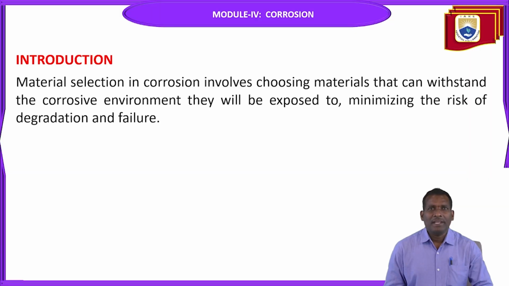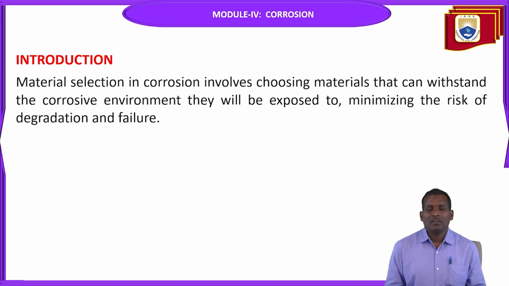So material selection is the main factor in corrosion reducing methods. Material selection for corrosion involves choosing materials that can withstand the corrosive environment they will be exposed to, minimizing the risk of degradation and failure. Suppose any surface is exposed to the environment, maybe a dry environment or a wet environment; the corrosion degradation depends upon the environment.